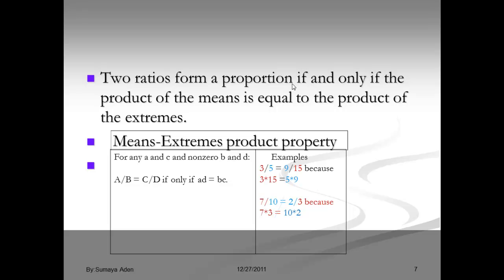The ratios form a proportion if and only if the product of the means is equal to the product of the extremes. Means and extremes product properties. For any A and C, and non-zero B and D, A over B equals C over D if and only if AD equals BC. Examples. 3 over 5 equals 9 over 15 because 3 times 15 equals 5 times 9, and they both equal 45.